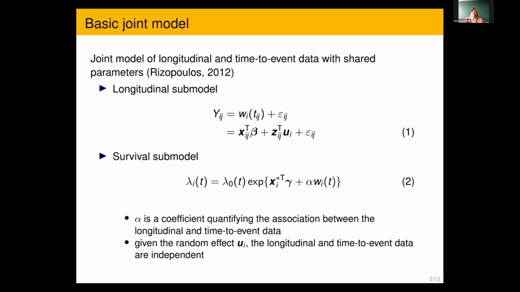The two submodels share the same parameter beta, and alpha is the coefficient quantifying the association between the longitudinal and time to event data. It is also assumed that given the random effects, the longitudinal and time to event data are independent.